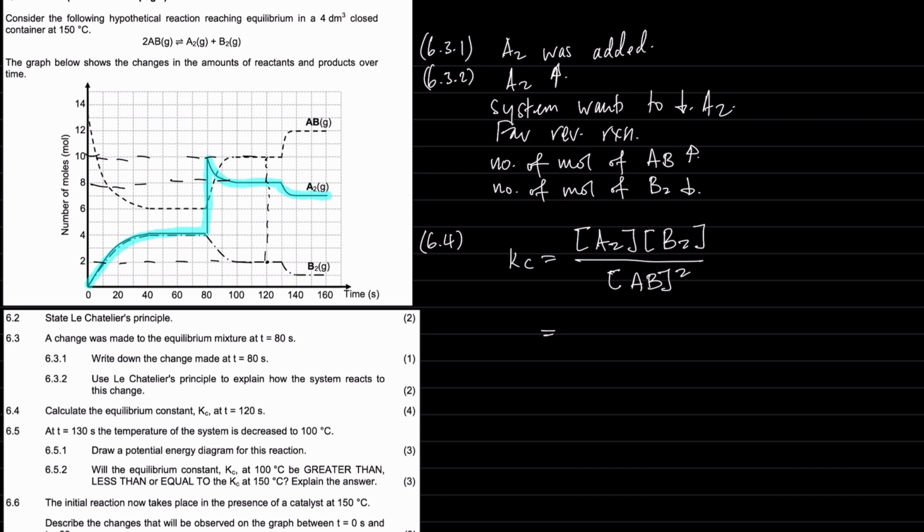Now, for A2, it's 8 moles. And remember, they told us that the container is a 4 dm cubed container. So 8 divided by 4. Then for B2, it's going to be 2 divided by 4. And then lastly, for AB, it's going to be 10 divided by 4 all squared. And we substitute that and put that into our calculator. We get a Kc value of 0.16.